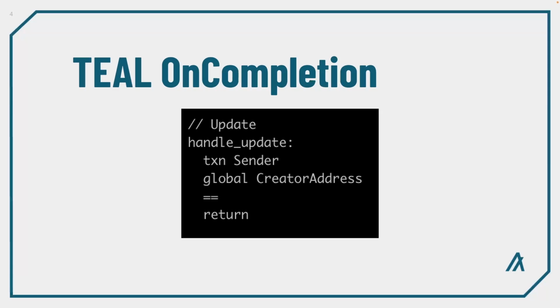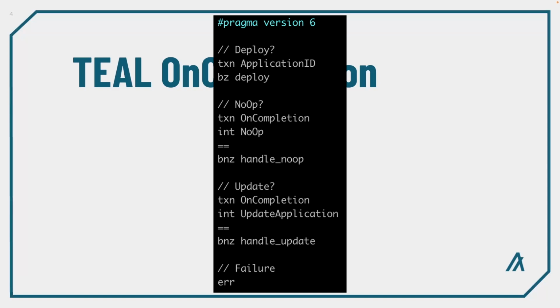Lastly, all of these onCompletion values are defined as part of the transaction, so can be set by the user. This means someone can submit an update application call to your smart contract, and if you don't add checks against it, can easily take over control of the application account. Therefore, the onCompletion value is traditionally one of the very first checks a TEAL program will do before branching to additional checks or hitting an error opcode if the onCompletion call isn't supported.